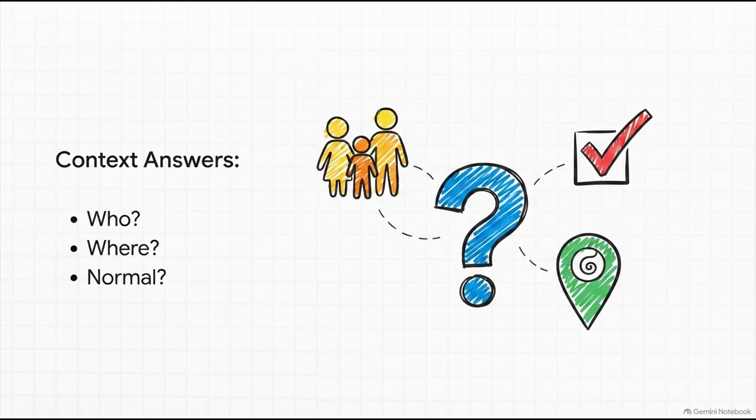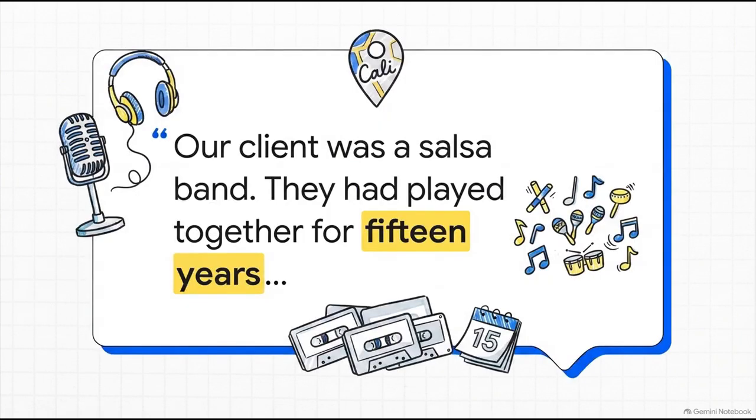If you drag this setup part out, you're going to lose them before the real story even kicks off. Keep it super tight so they can just immediately ground themselves in your world. So to show you how this works, we're going to follow a threaded example today about a salsa band. What's fascinating here is how perfectly it answers the who, the where, and the what was normal in literally just 3 sentences. Listen to this.